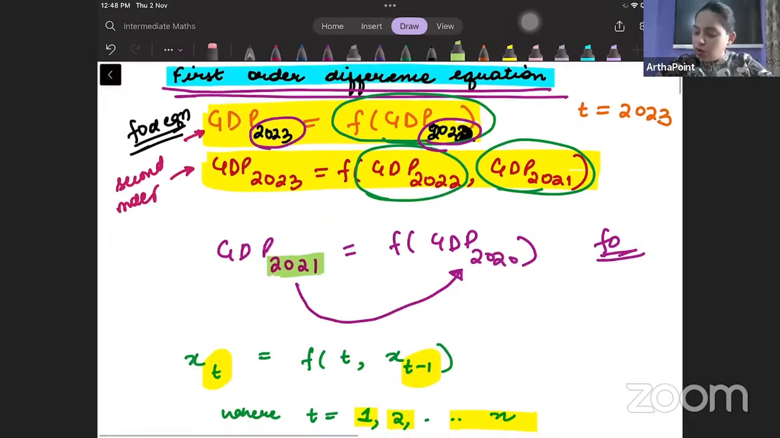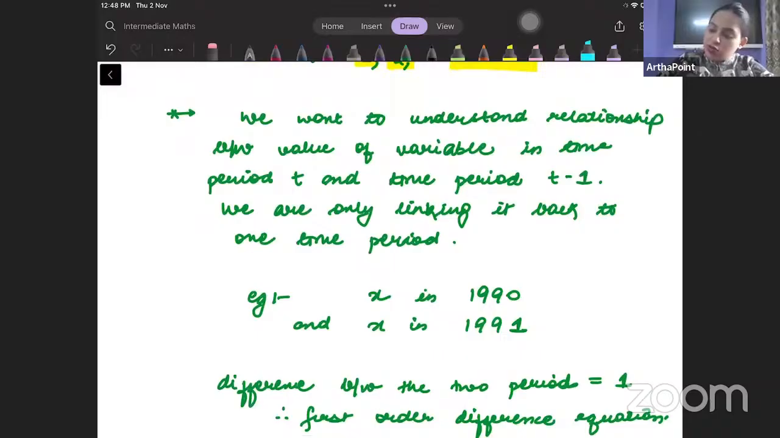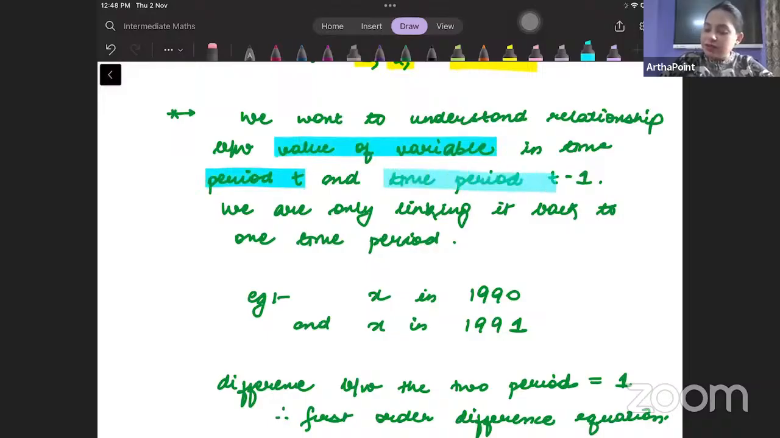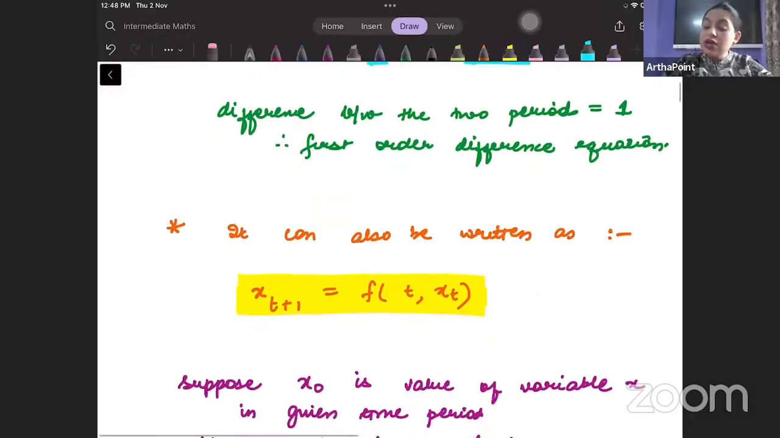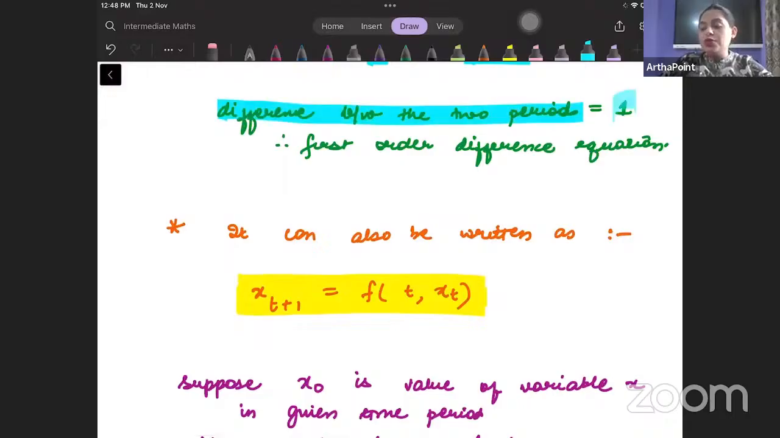That's it. Okay, beta. So try to read this out. We want to understand the relationship between the value of a variable in time period T and time period T minus 1. We are only linking it back to one time period. So यहाँ पे मैंने example दिया X in 1990 and X in 1991. I am only going back in one time period. The difference between the two periods should only be 1. Only then it can be called the first order difference equation.